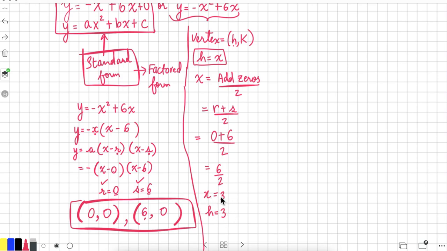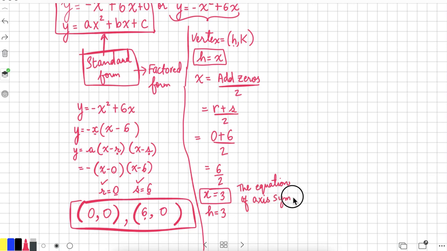And if the question asks you for the axis of symmetry, this is going to be the equation of the axis of symmetry. Again, what is the axis of symmetry? It's going to divide the whole parabola into two equal parts. The axis of symmetry is basically a vertical dotted line which is always going to pass through the vertex.